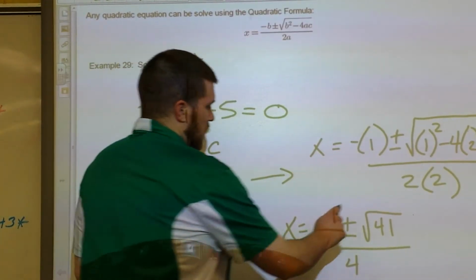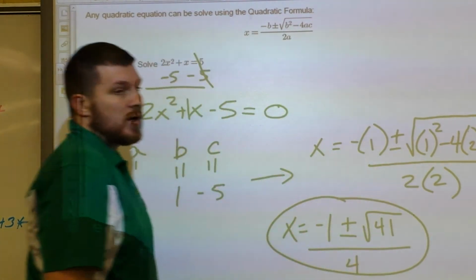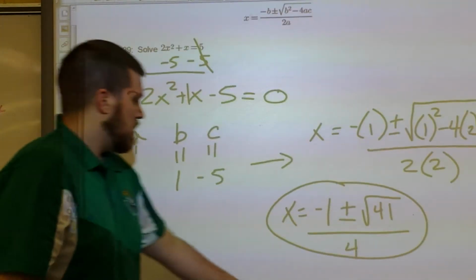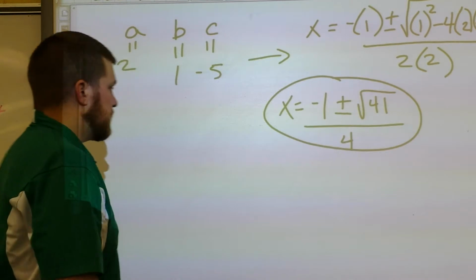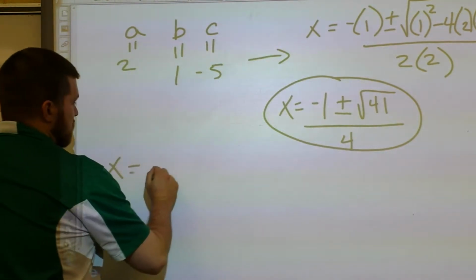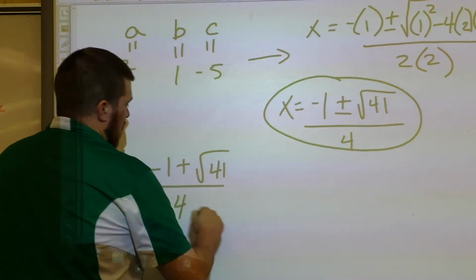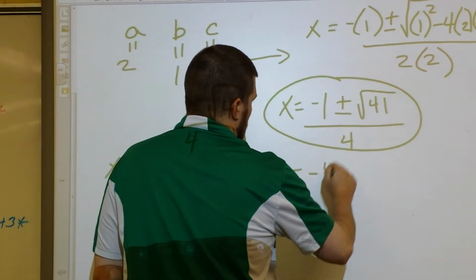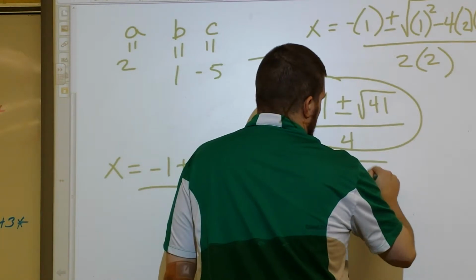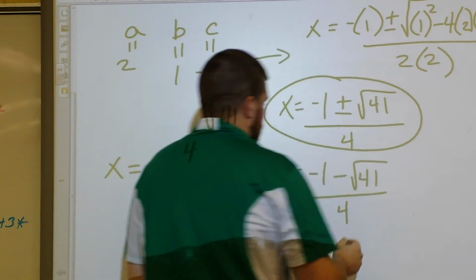Technically, I'm done. I could leave my answer like this. Kind of messy, but that's all right. Or since it's plus or minus, I could split this up. My first answer could be x equals negative 1 plus square root of 41, divided by 4. My second answer could be x equals negative 1 minus square root of 41, divided by 4.